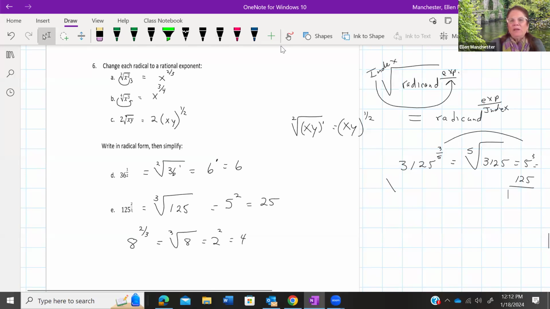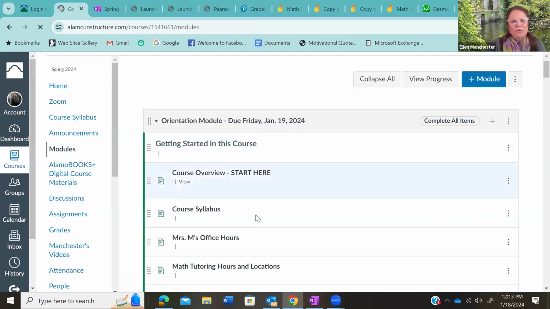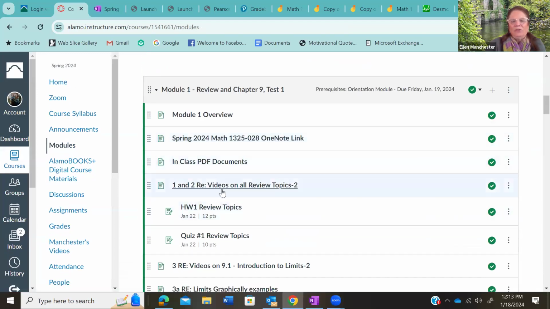Hopefully all of this has been review for you, just kind of remembering how to do these things. If it's not, remember in your modules, there's always resources. I'll fix this OneNote link, because I just saw it and remembered. So the resources are there on the review topics that we just went over.